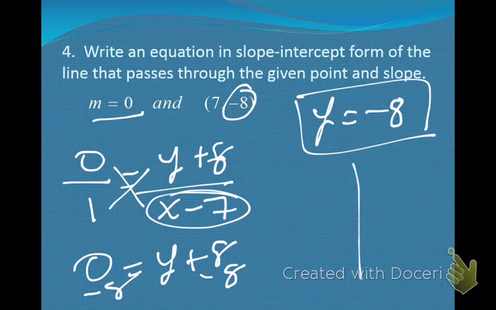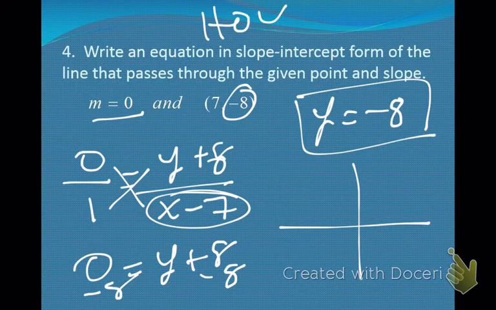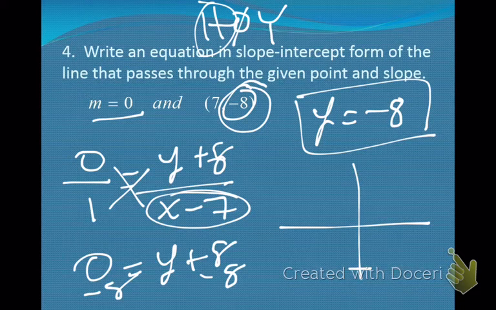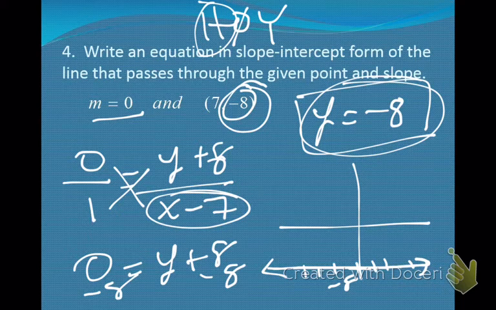Which should make some sense, because if you remember, a line with the slope of 0 is a horizontal line. Remember HOY, VUX and HOY? A slope of 0 means it's a horizontal line. So it should be a horizontal line, and a horizontal line has the same y coordinate all the time. So a horizontal line going straight across means that, and this is at negative 8, that the y value is the same everywhere. Every point on that line has the same y value, and so you might as well write the equation where you just say that y equals negative 8, no matter what x is.